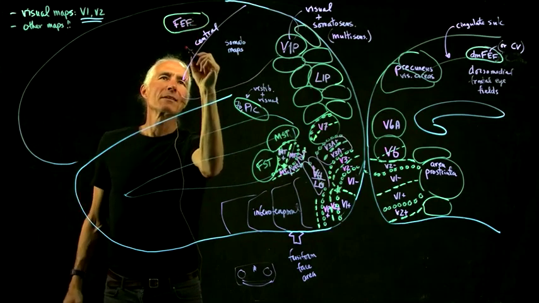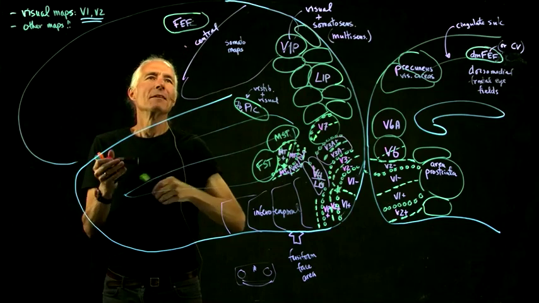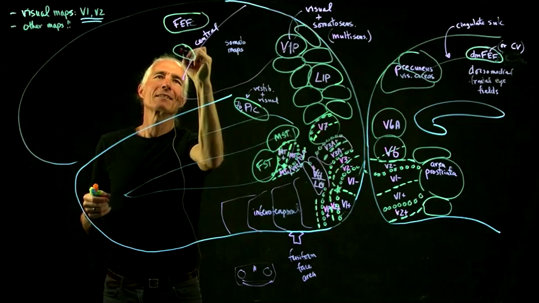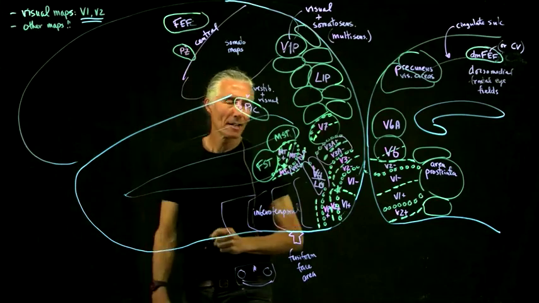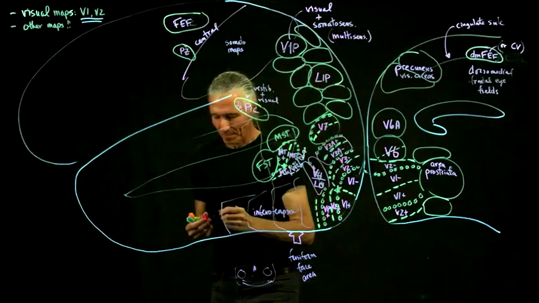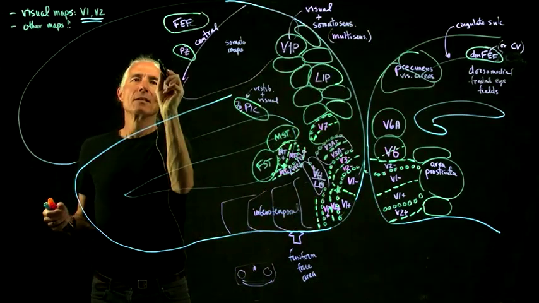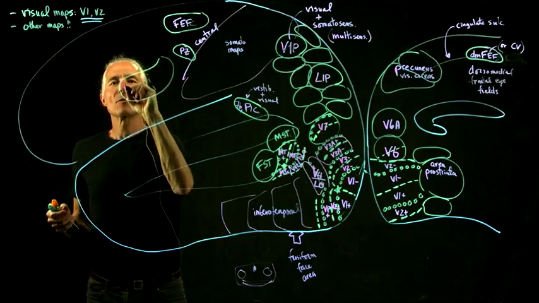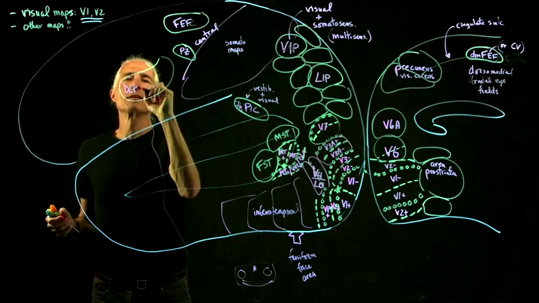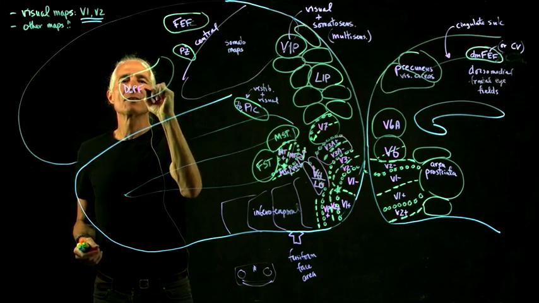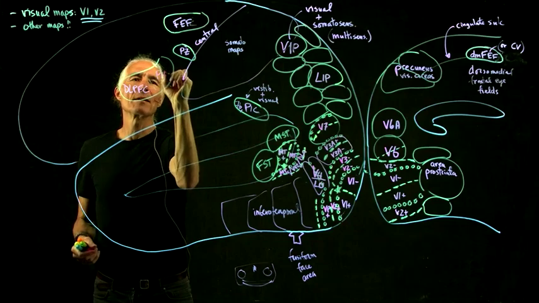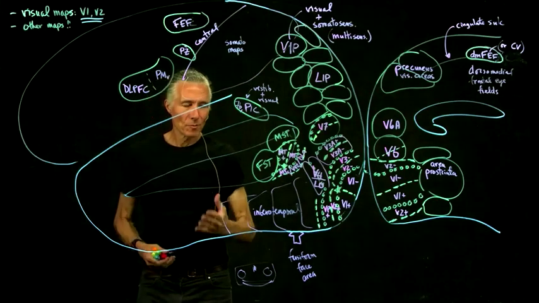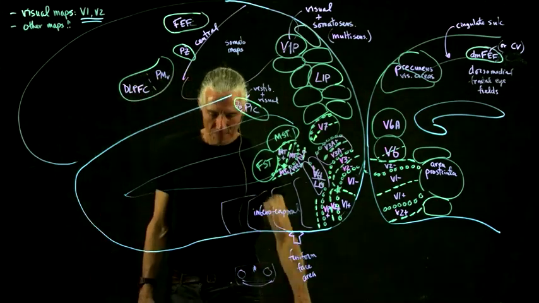There's another little area sort of tucked in here called PZ. This guy has some auditory and visual input. And then there's another two areas kind of sticking off like this, and we could divide these into dorsolateral prefrontal cortex, and we can call this guy PM, premotor ventral. So those guys have visual maps in them as well.